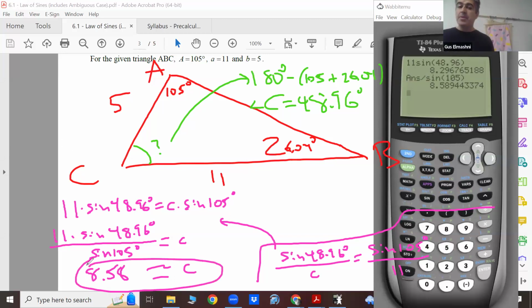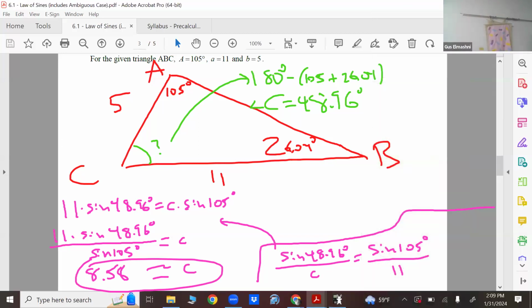And that makes sense because opposite the middle angle, right? The middle angle is 48.96. 8.58 is the middle side. 5 is opposite the smallest angle. 11 is opposite the biggest angle. So this all makes sense. That's law of sines. That's what law of sines does. So now hopefully you guys see what law of sines is doing for us.